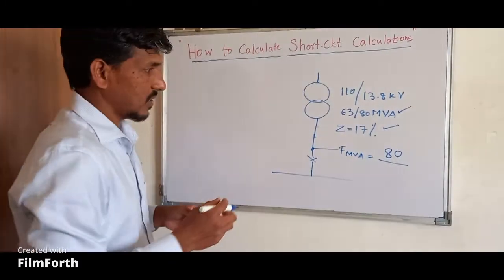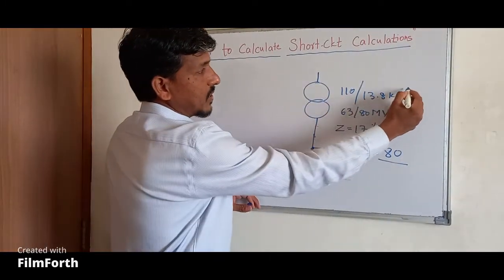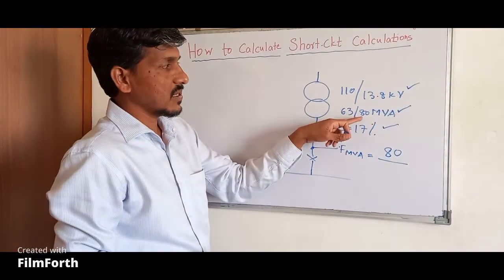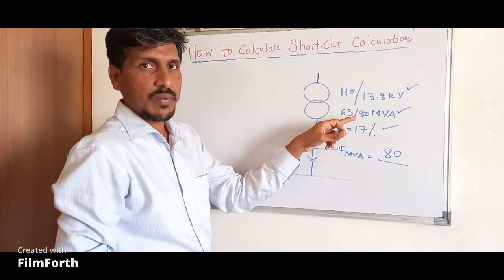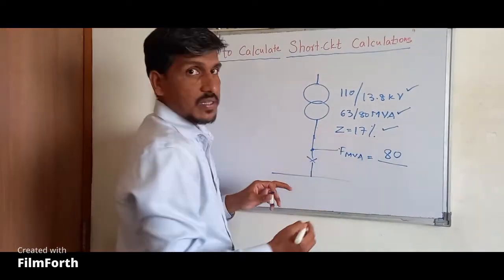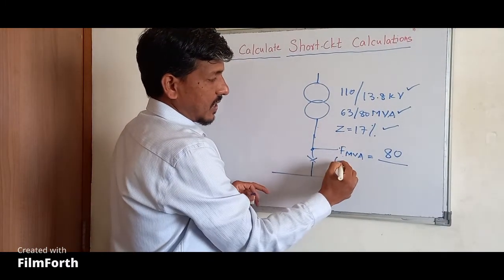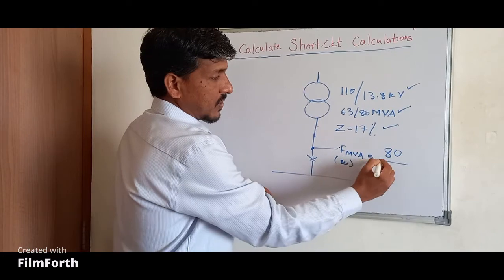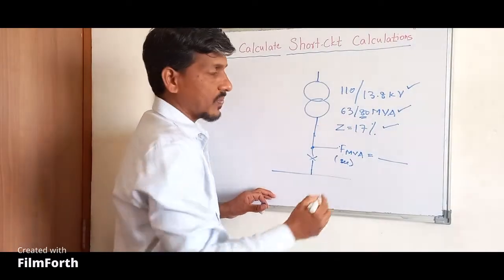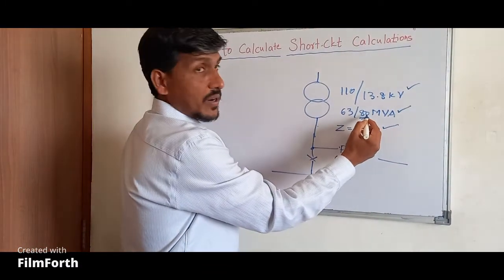Now let's see the formula. Let's take an example of a 110 by 13.8 kV, 63/80 MVA transformer. This is the same example which we have taken in my first video, so you can relate to that. The percentage impedance is 17%. To calculate the fault MVA at the secondary side, you have to consider the power MVA, the highest rating. 63/80 MVA is the highest MVA power rating of the transformer.